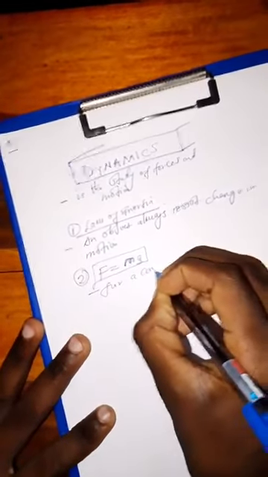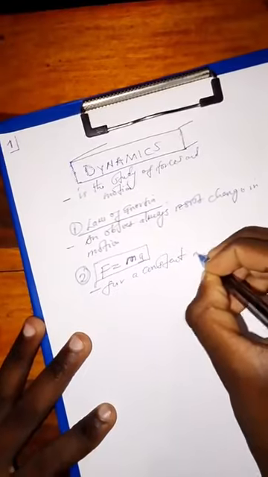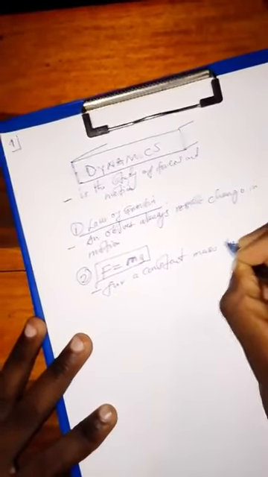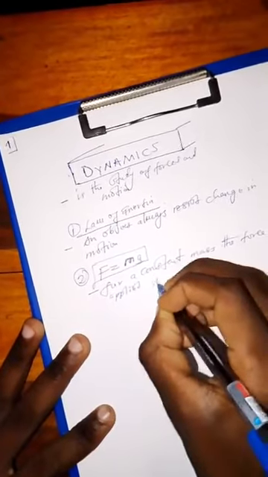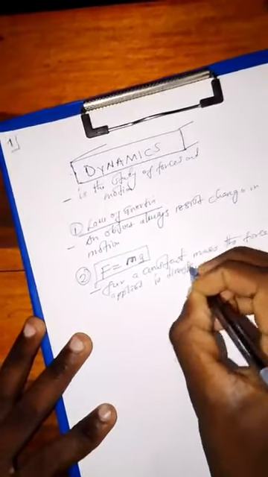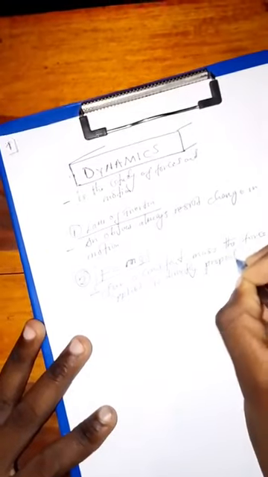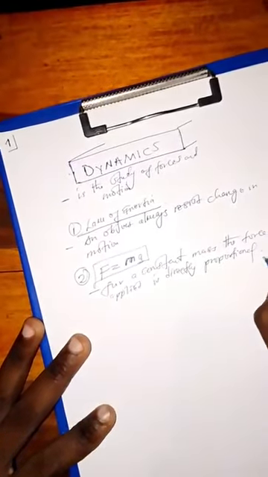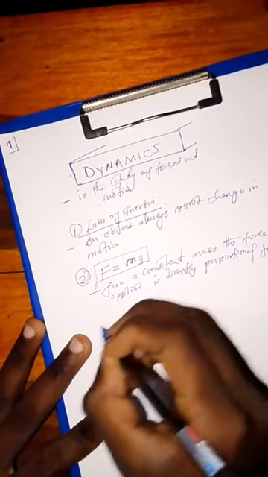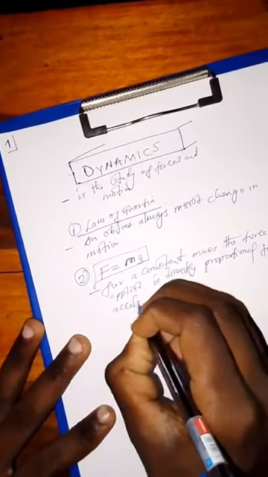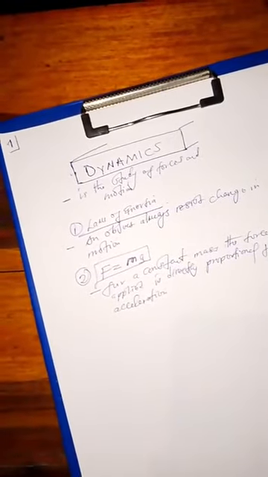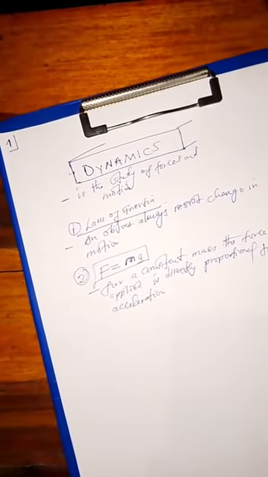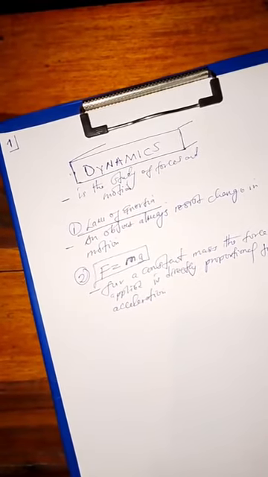For a constant mass, the force applied is directly proportional to the acceleration. So that's the second law of motion. For a constant mass, the force applied is directly proportional to the acceleration. These pointers I'm giving you are very important when you start solving questions on dynamics.